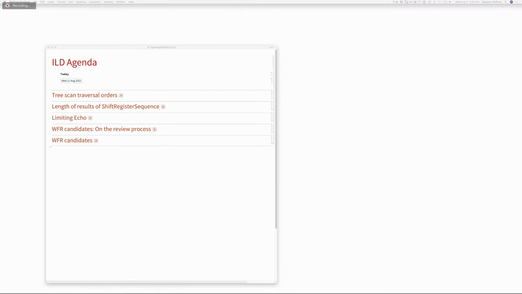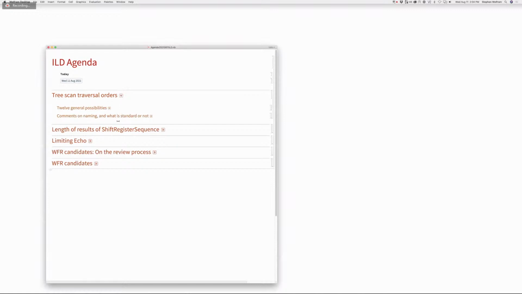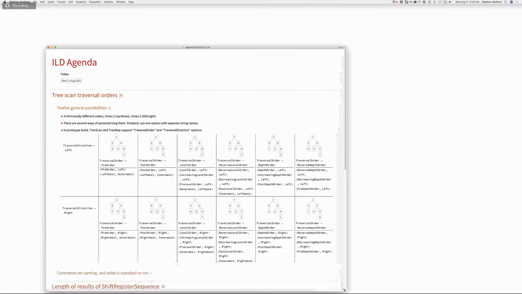We are looking at a variety of topics here today. So first up, tree scan traversal orders. 12 general possibilities. Oh my gosh. Okay. But I think it's really 6 times 2, right? Not 12, right? Its factor is 6, or 3 times 2 times 2. Right. Okay, so let's review. Now, obviously, this is a trial run for what we might do with things like map in the future.